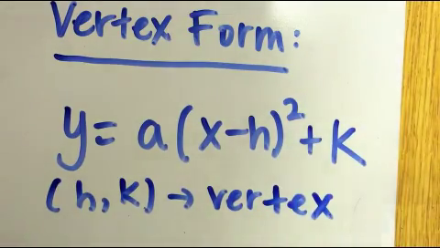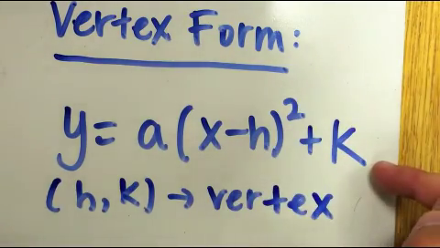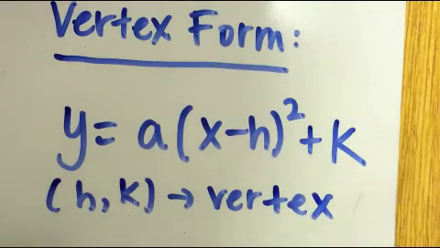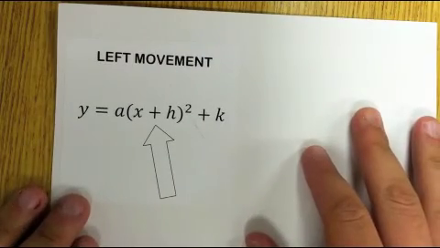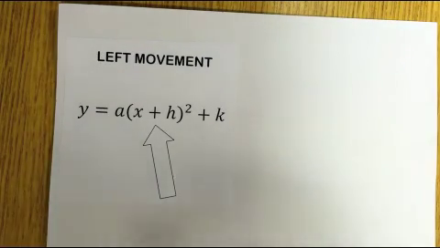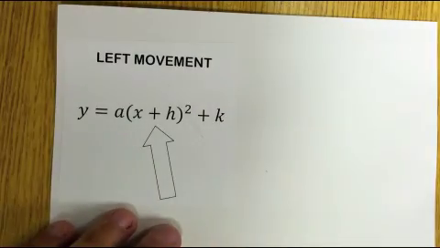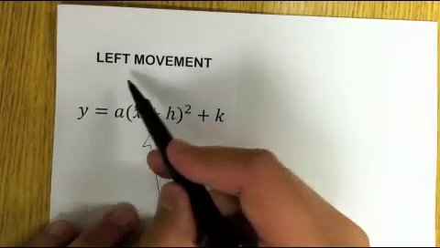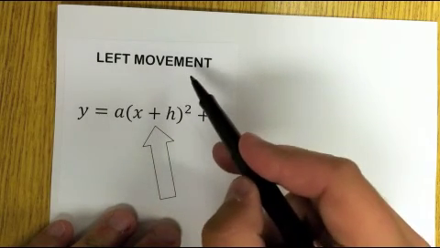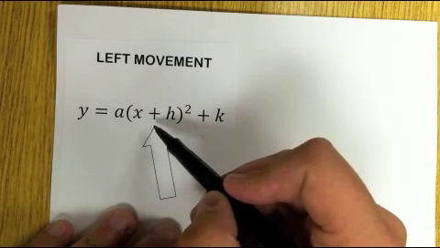And believe it or not, this h and this k are going to dictate which kind of movements we have. So like I told you from the beginning, we have 4: left, right, up, and down. Let me show you when you would have each one of them. I want you to take a look at this equation here. I have y equals a times (x plus h) squared plus k. Now you know that you will have a left movement if the inside here is a plus.